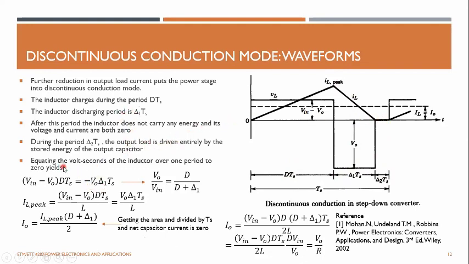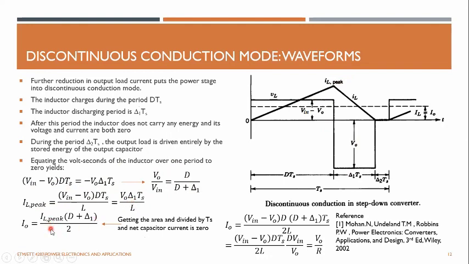Using the volt-second ratio, we know that in the turn on time, the volt-second is the inductor voltage, this one, times DTS. And in this period, the inductor voltage is minus V out. Delta 1 TS is this time. From here, we can derive this equation using D and delta 1. And IL peak is this one, which is given by this equation.